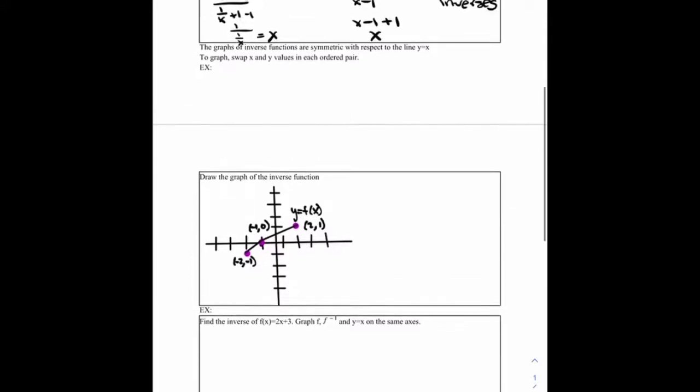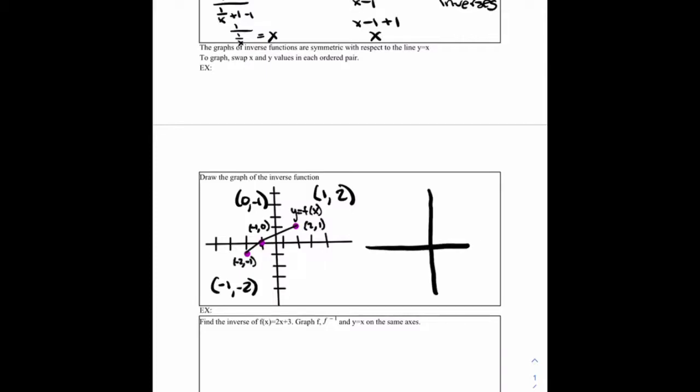Okay, so now we're going to take a look at this graph and draw the inverse function of it. What you do is you just flip the x and y values. Let's start with the furthest left point. That point would now be -1, -2. This point up here, the middle one, would be 0, -1. And the very right point would now be 1, 2.